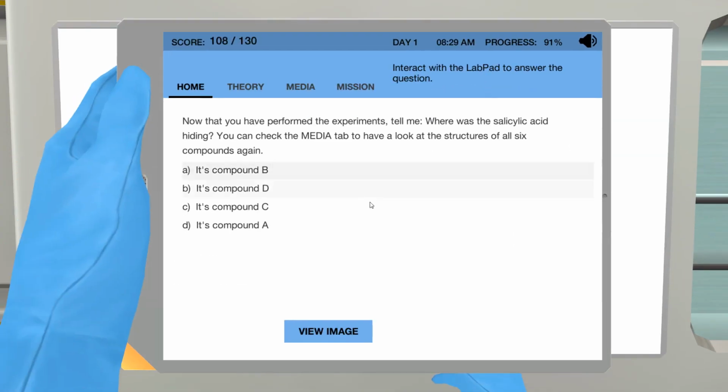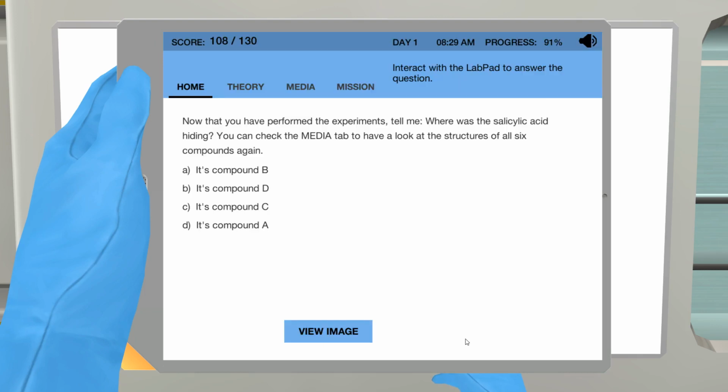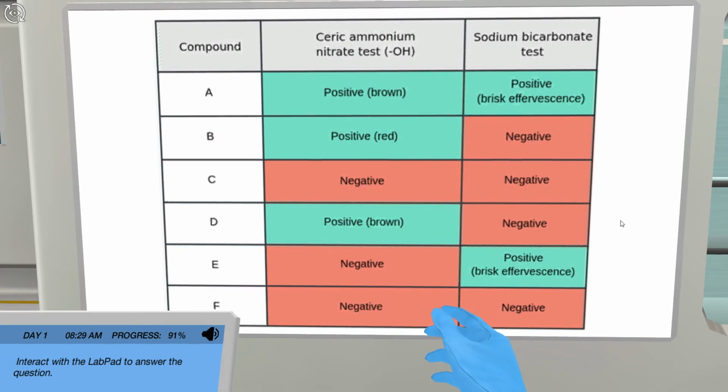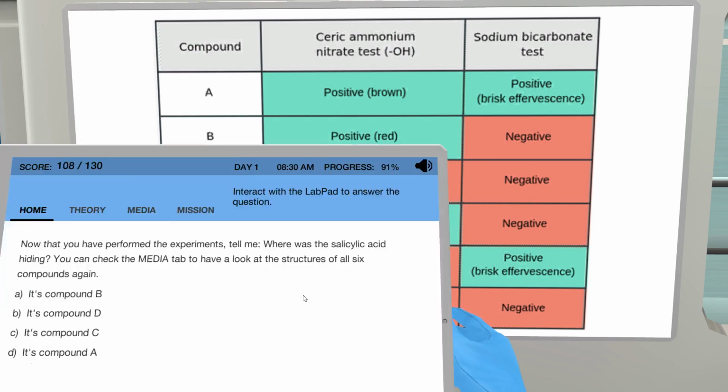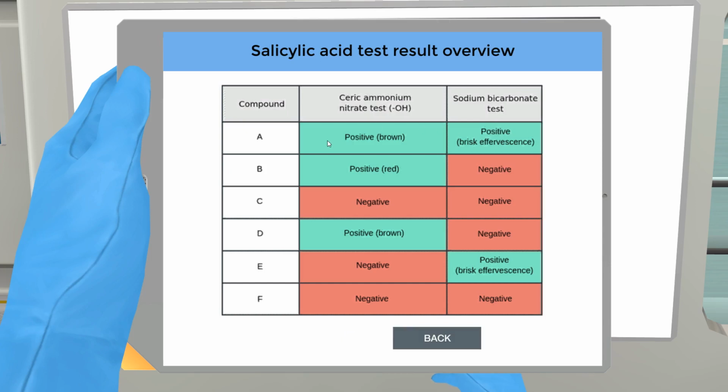Now that you have performed the experiments, tell me, where was the salicylic acid hiding? You can check the Media tab to have a look at the structures of all 6 compounds again. Interact with the lab pad to answer the question. You are a chemistry champion. Compound A was the salicylic acid, indeed.